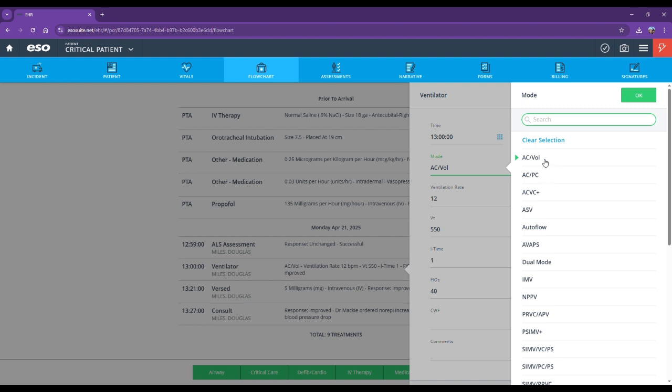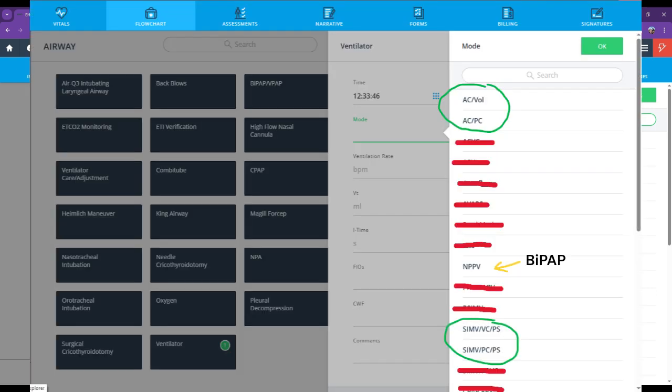Generally, adults are always going to be on tidal volume, so that would be AC volume, or you would have SIMV, volume control, pressure support. Okay. All these other acronyms in here are not important. Just make sure that you get the right one selected.